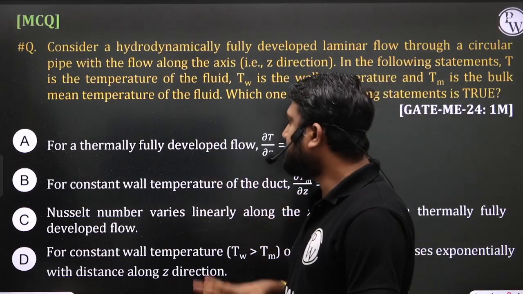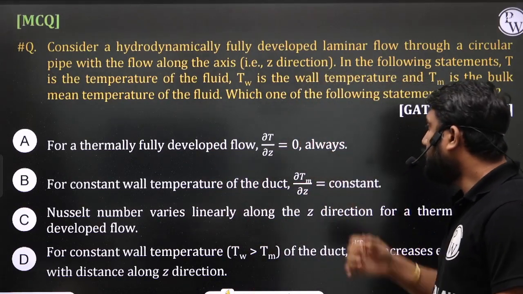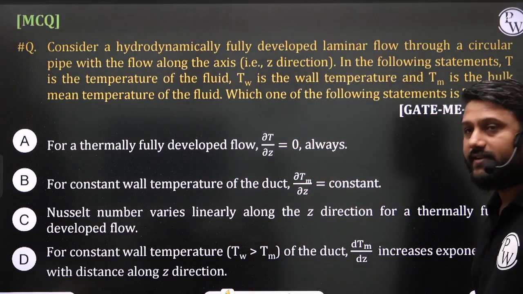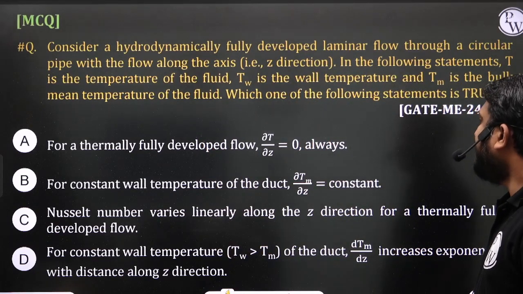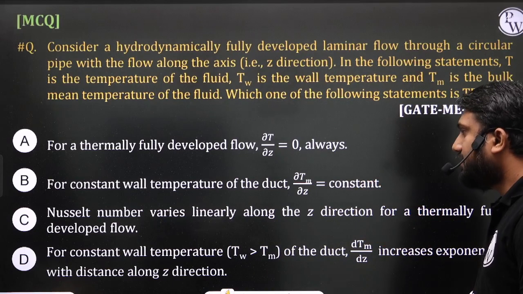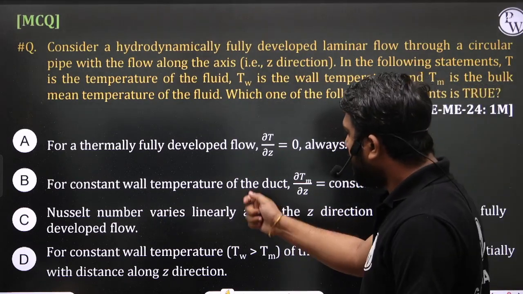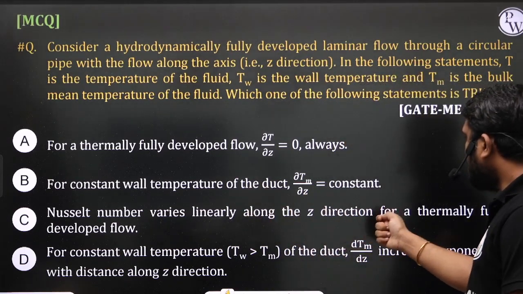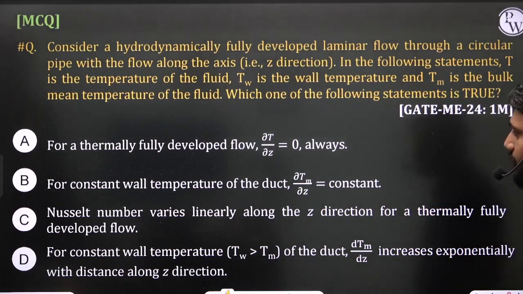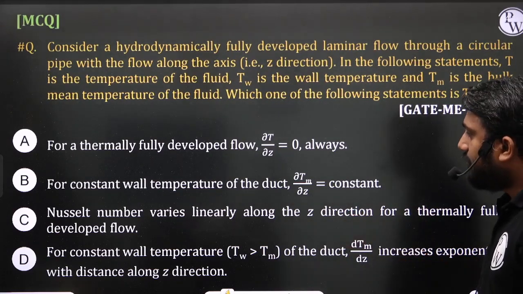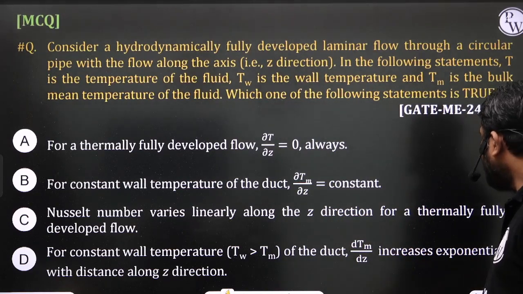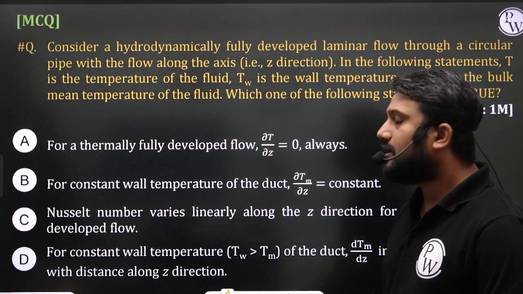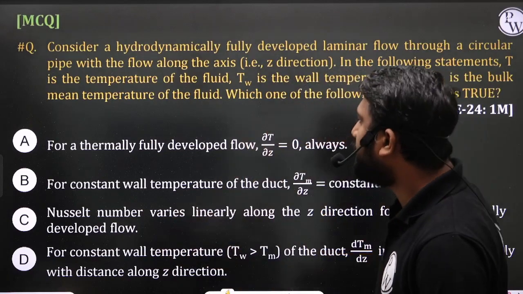The first option says, for a thermally fully developed flow, del T by del Z is equal to 0 always. Option B says, for constant wall temperature of the duct, del Tm by del Z is equal to constant. Option C says, Nusselt number varies linearly along the Z direction for a thermally fully developed flow. And option D says, for constant wall temperature of the duct, dTm by dz increases exponentially with the distance along Z direction. So these are the four options.